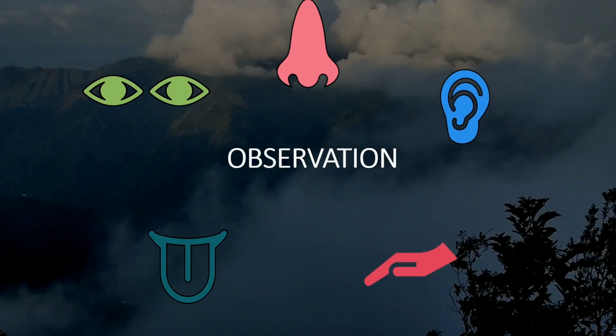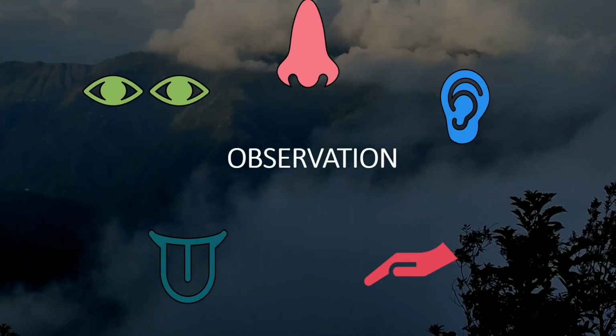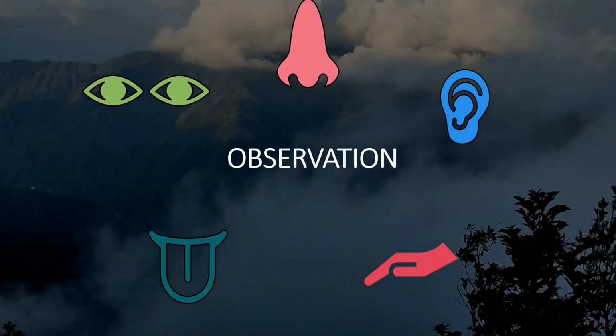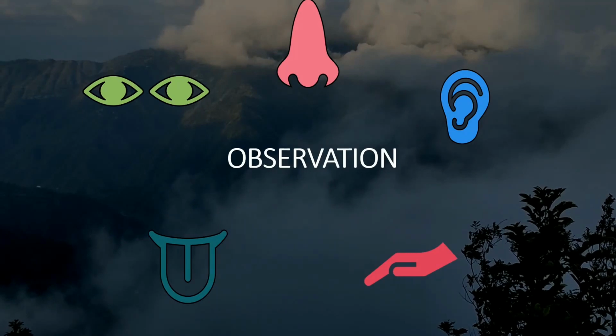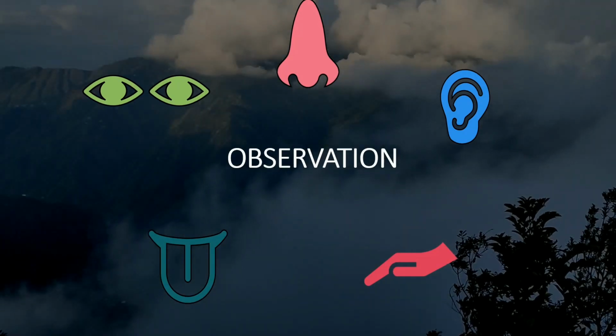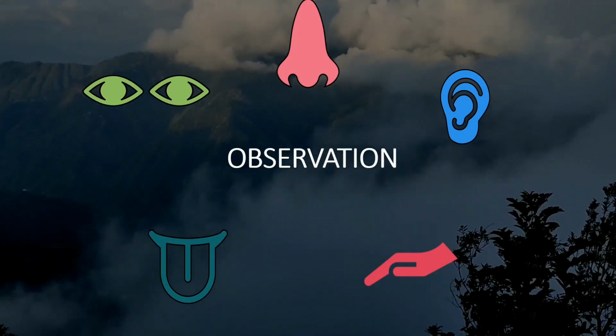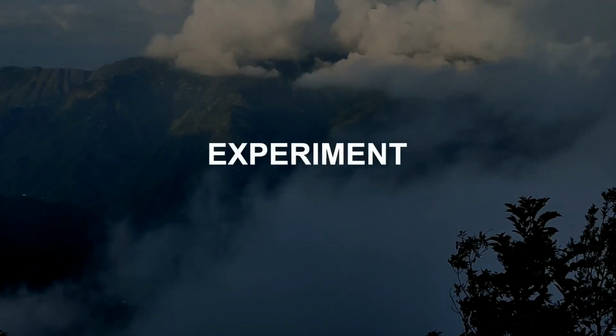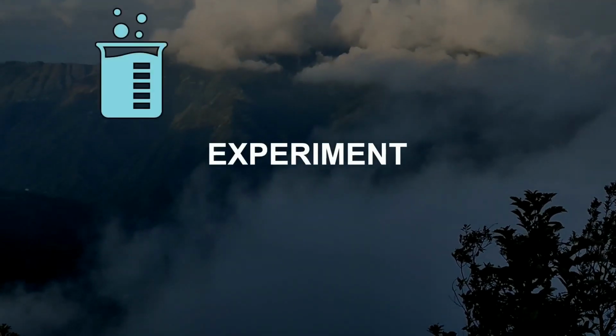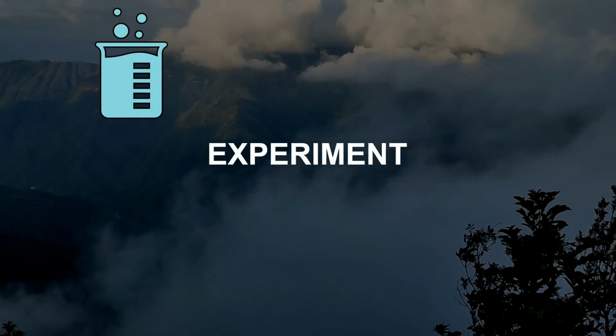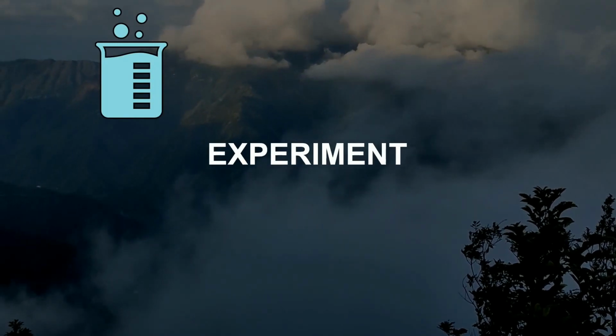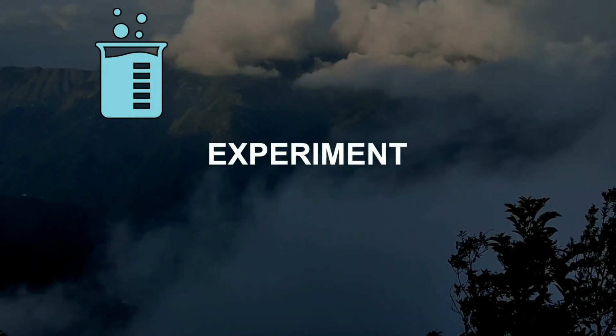But what if there exists a phenomenon which is beyond our senses? Does science fail in that case? No. Then we do experiments. So, what is an experiment? An experiment is a process by which we can observe phenomena which are beyond our five senses. For this, we can also take help of some experimental tools.